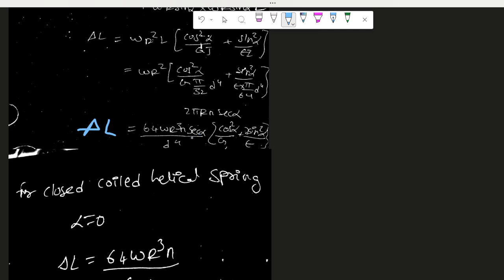Substituting alpha equal to 0 in the open coiled helical spring, we get a closed coil helical spring. With alpha equal to 0, secant 0 is 1, cos 0 is also 1, and sin 0 is 0. This term is 0, and the remaining term is 1. Then we get for the closed coil helical spring, 64 W R cube n by G d power 4.